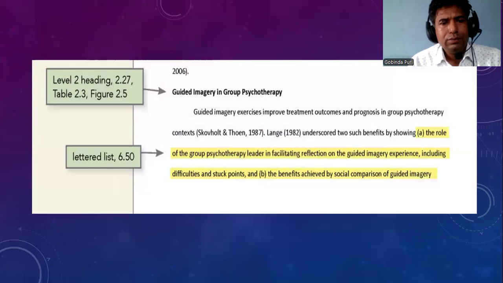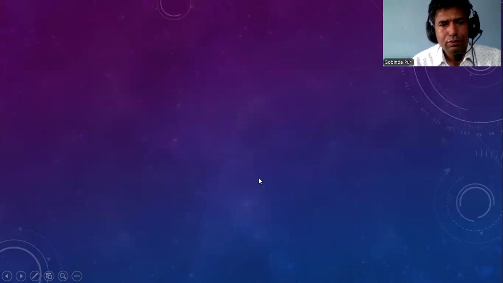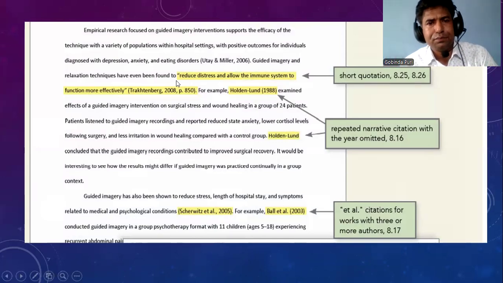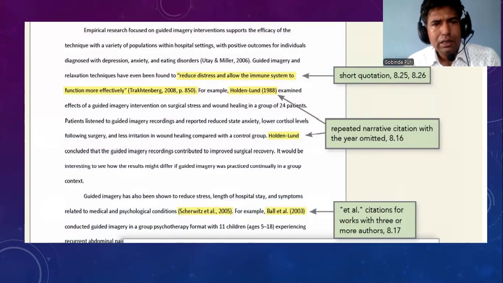And level 2 heading is given this way. And see here, if you want to give a list, we provide it like this, showing A and B. If you want to show the list, we do that. And if there is a short quotation, we include it within the text, like this way, giving inverted commas.